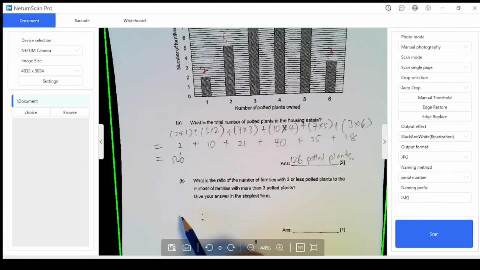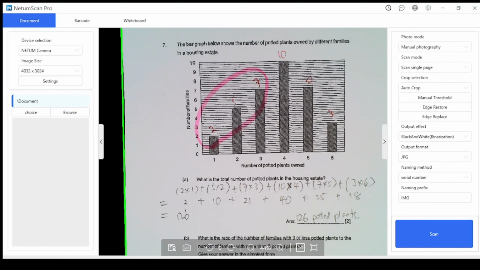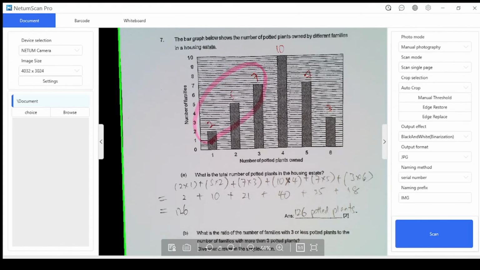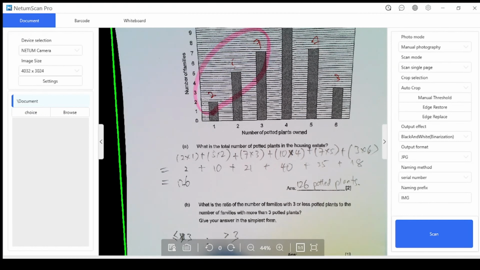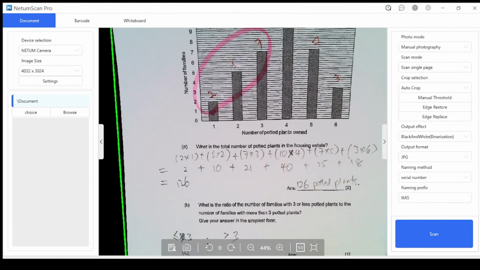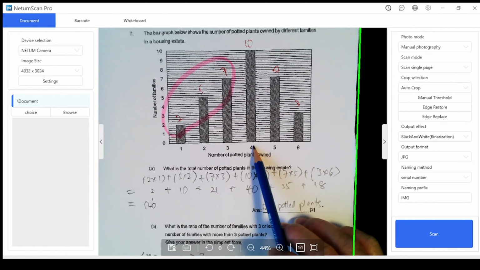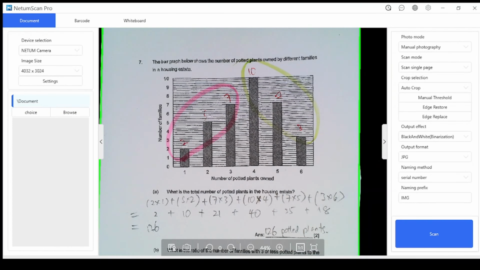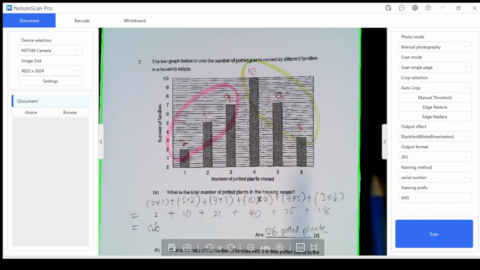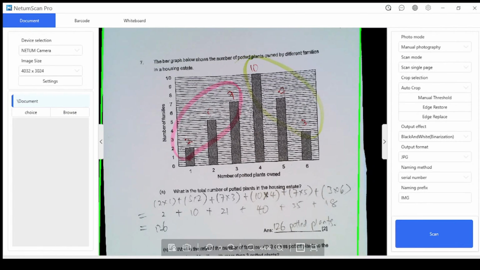Okay. So 3 or less, you're going to add up these 3 numbers, right? 5 plus 7 plus 2. Okay, so what is that? 5 plus 7 plus 2, you have 14 on this side. Okay. More than 3, that means 4, 5, 6. So you're going to add up these 3 numbers. 10 plus 7 plus 3, you have 20.